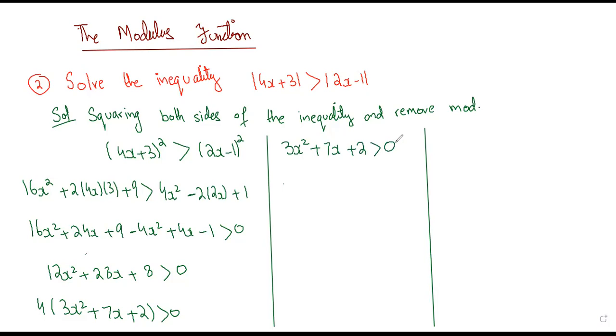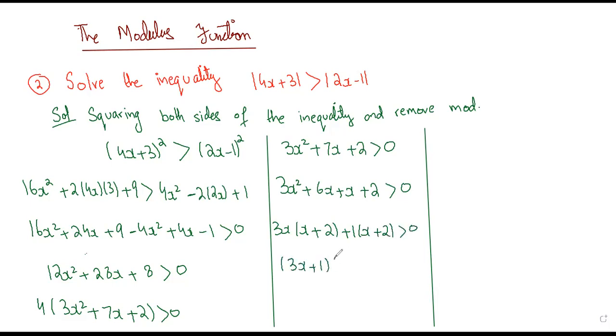Okay, that's simple. Lastly, I need to factorize it because this is how we solve any quadratic inequality. So two numbers that when I multiply them, I get 6x squared, and when I add them, I get 7x. So the numbers are going to be 6 and 1. So 3x squared plus 6x plus x plus 2 greater than 0. 3x would be common, x plus 2, and then I can take 1 common, x plus 2 greater than 0, and I would get 3x plus 1 and x plus 2 greater than 0.